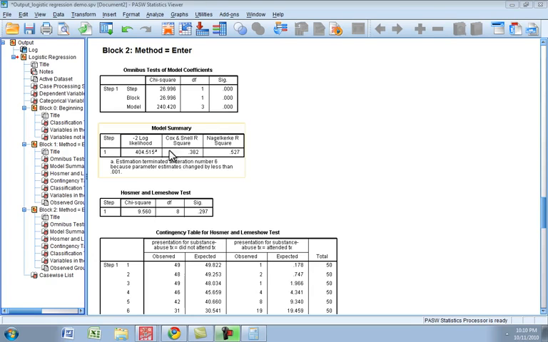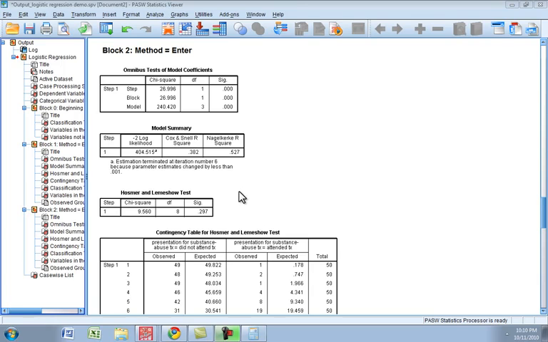And we also have here our pseudo R-squares, which again, if you want to interpret, you need to do so with caution because they don't really map on one-to-one with R-squares that we get with OLS or traditional multiple regression.